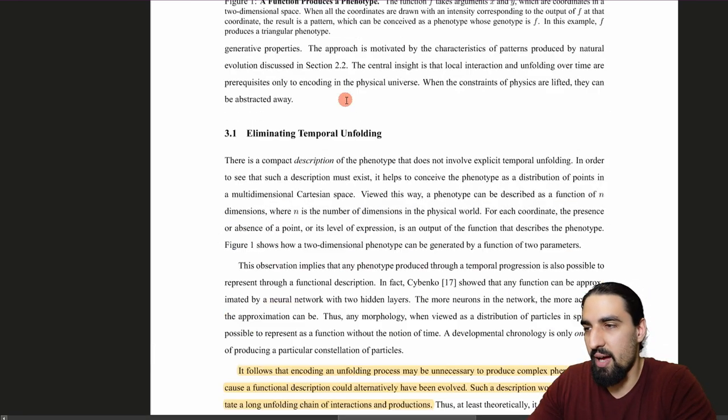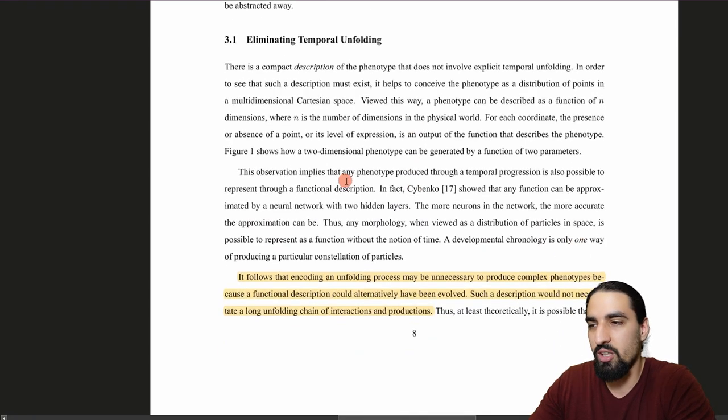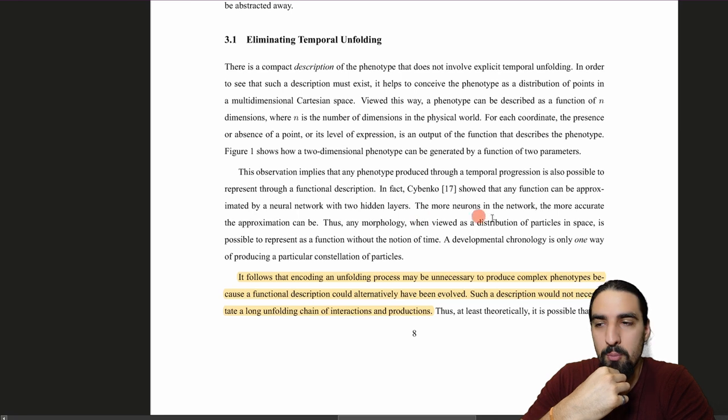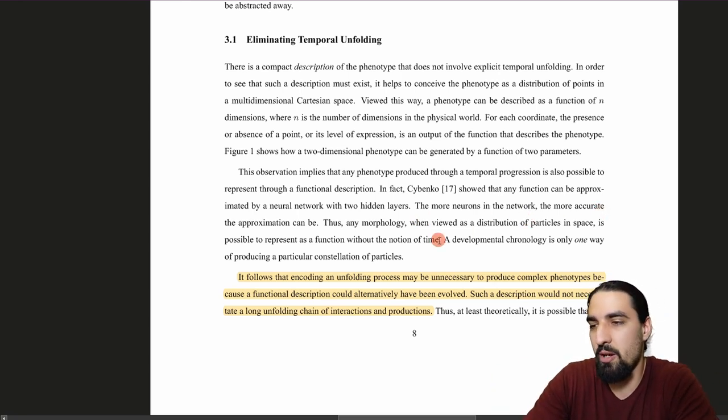They state here, looking at this diagram, that this observation implies that any phenotype produced through a temporal progression is also possible to represent through a functional description. In fact, this paper from, I think, 1989 showed that any function can be approximated by a neural network with two hidden layers. That's the universal approximation theorem. And the more neurons in the network, so the wider the network, the more accurate the approximation can be.